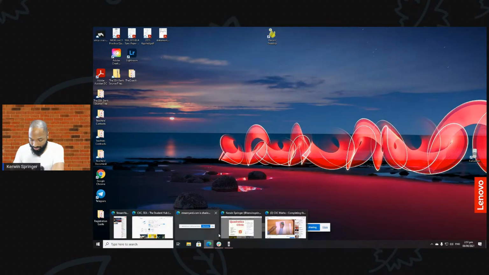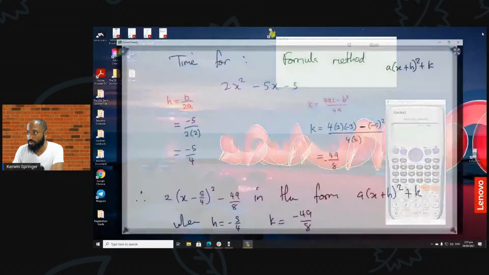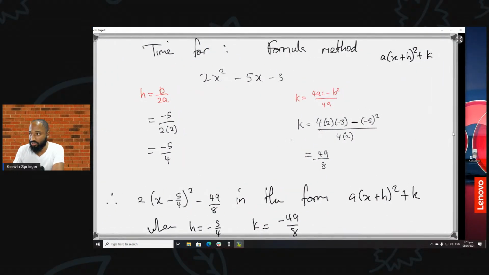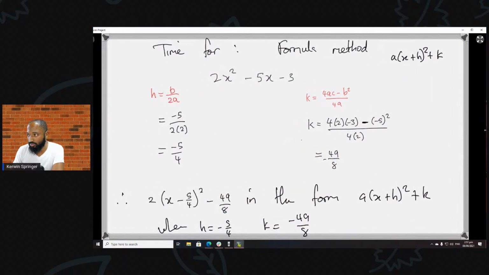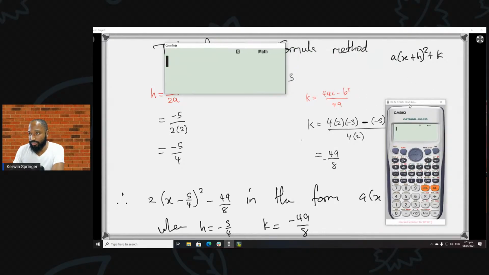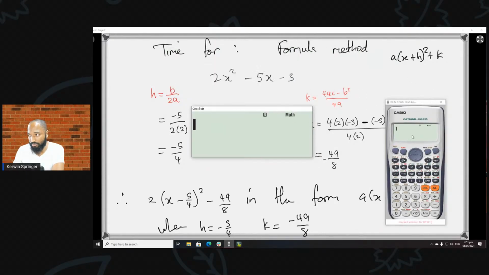So your calculator will start off like this. Just give me a little second there, and I'm going to bring this across. Right, so your calculator starts off so. You could solve this and get h and k on this calculator. Once again, this is the Casio fx-115ES Plus. This is a normal scientific calculator, non-programmable.